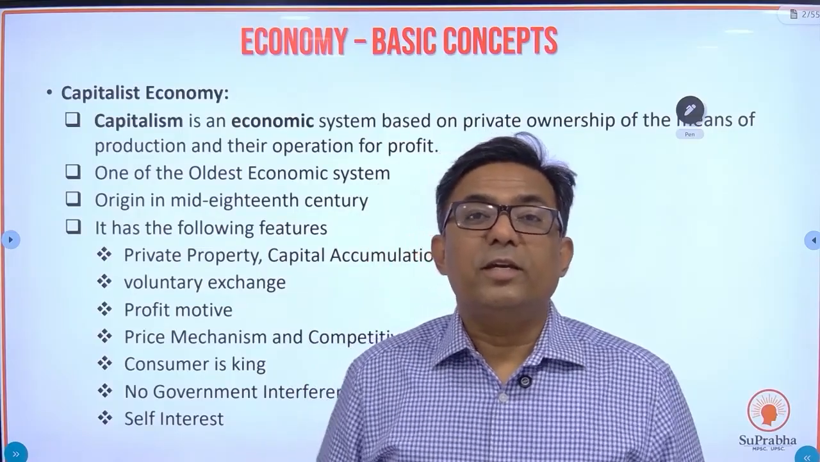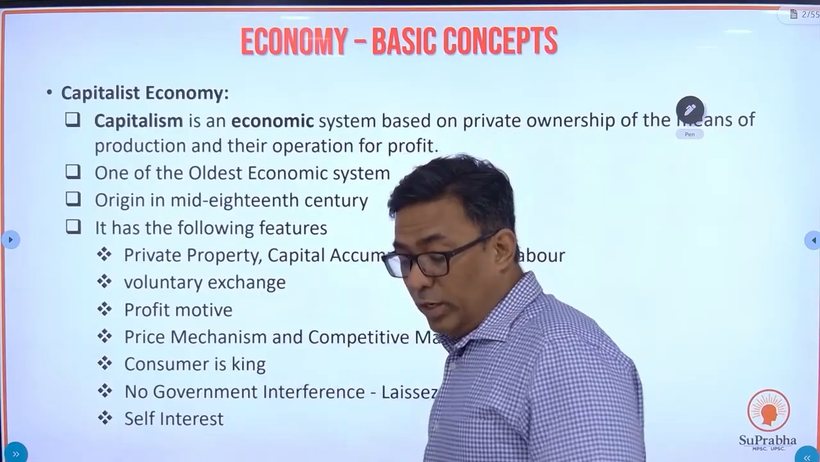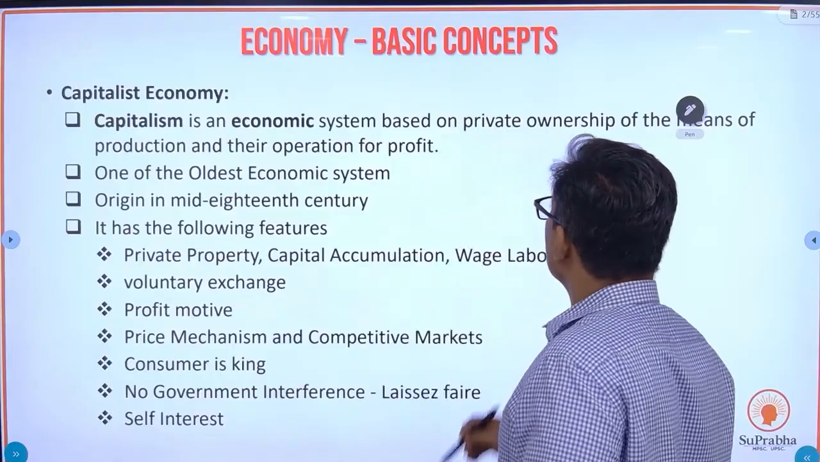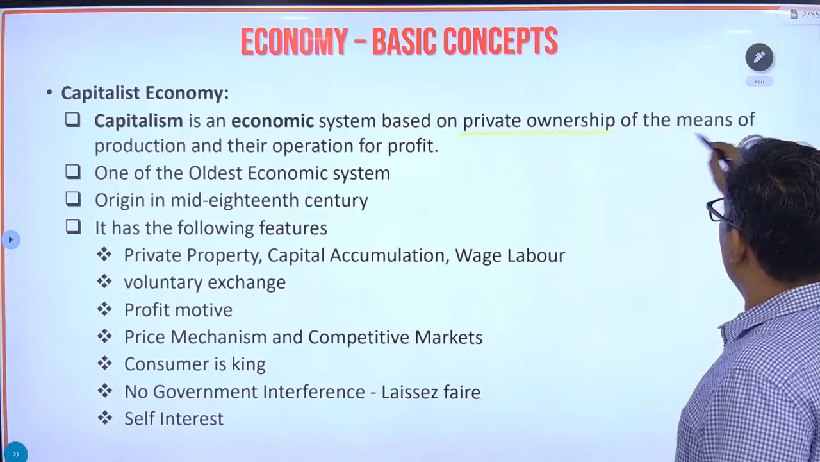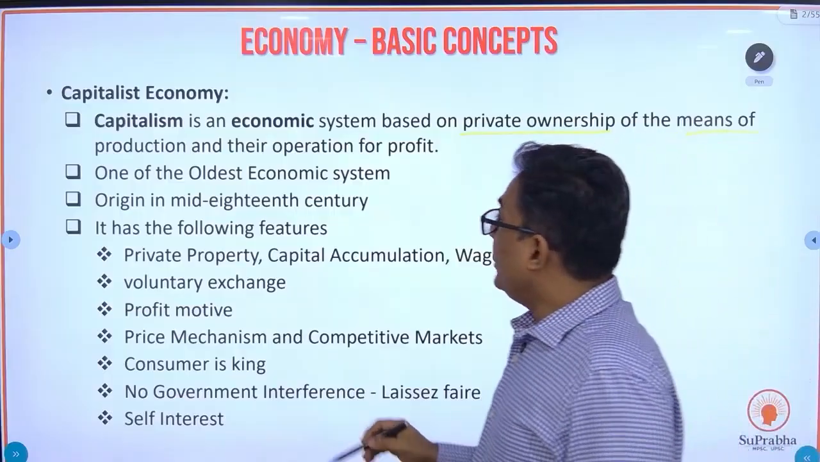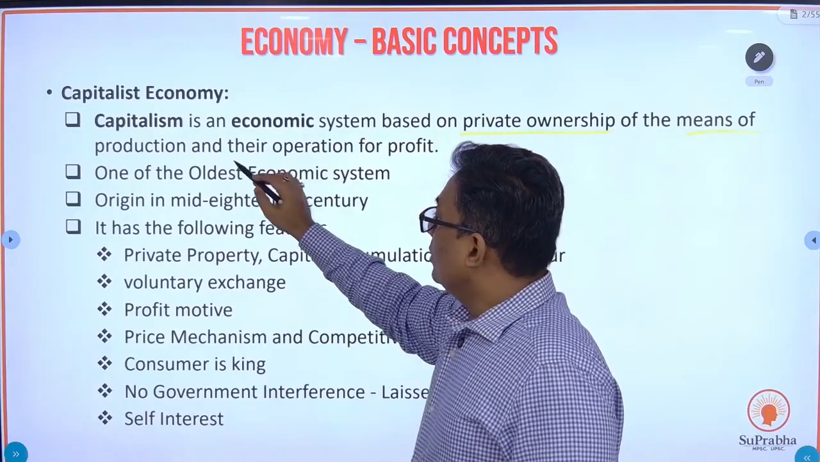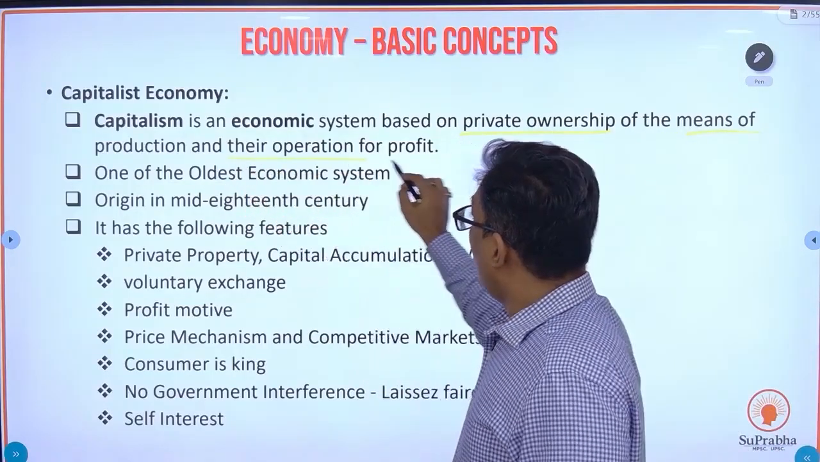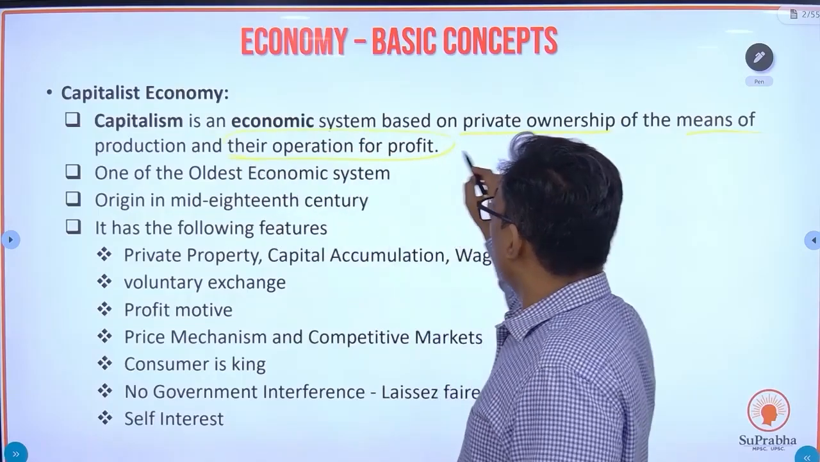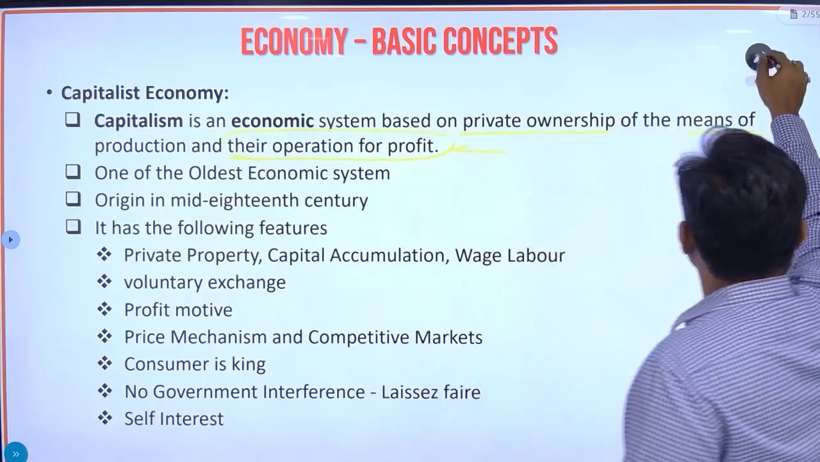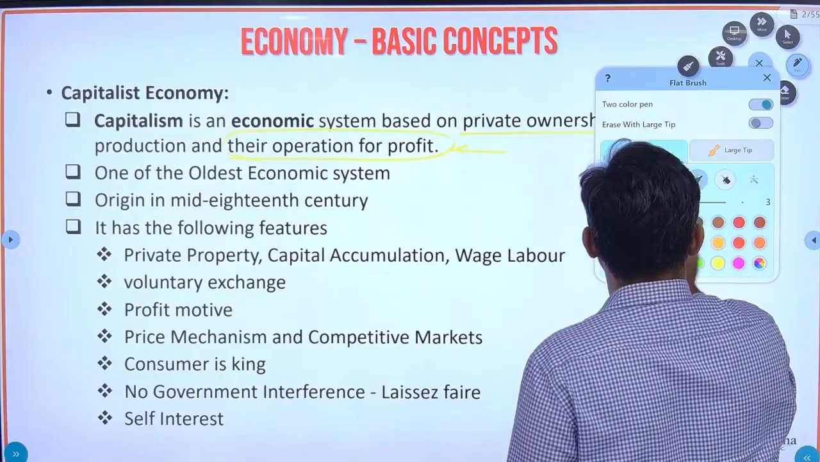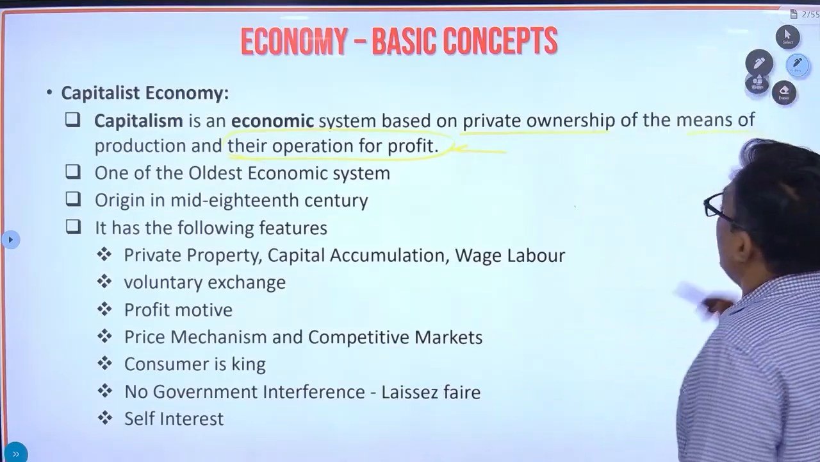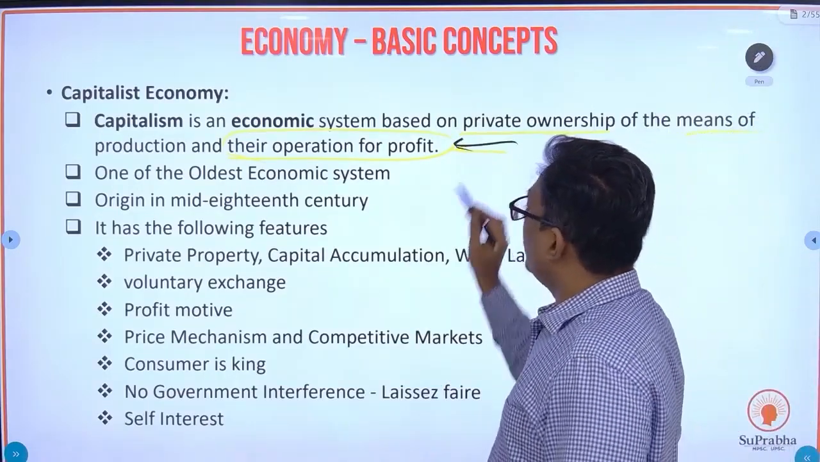What are the characteristics of these? If you look at the capitalist economy first, it is based on private ownership of the means of production. And the operation of a capitalist economy is for profit. This needs to be understood: whatever is produced in the capitalist economy is for profit.